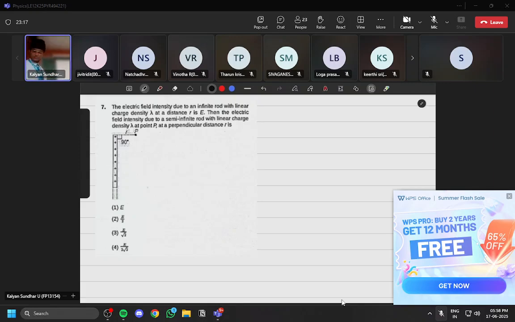Right. What about this? Electric field intensity due to an infinite rod. For an infinite rod we saw an expression, correct? It comes as sin theta 1 plus sin theta 2, when you are just considering any point.